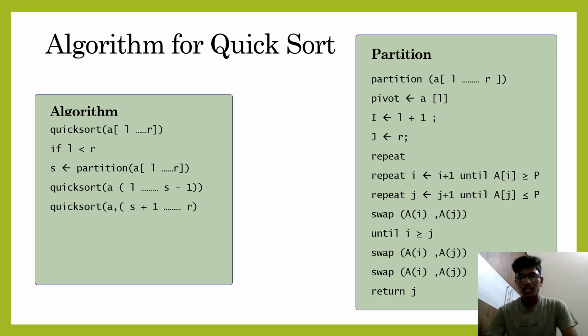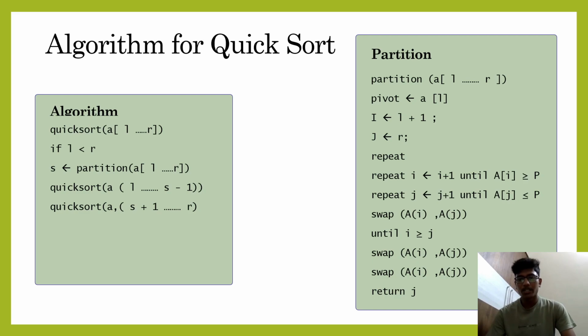Partition of A of L to R. Pivot equal to A of L. I equal to L, J equal to R plus 1. Repeat: I equal to I plus 1 until A of I greater than or equal to P. Repeat: J equal to J minus 1 until A of J less than or equal to P. Swap A of I, A of J until I greater than or equal to J.